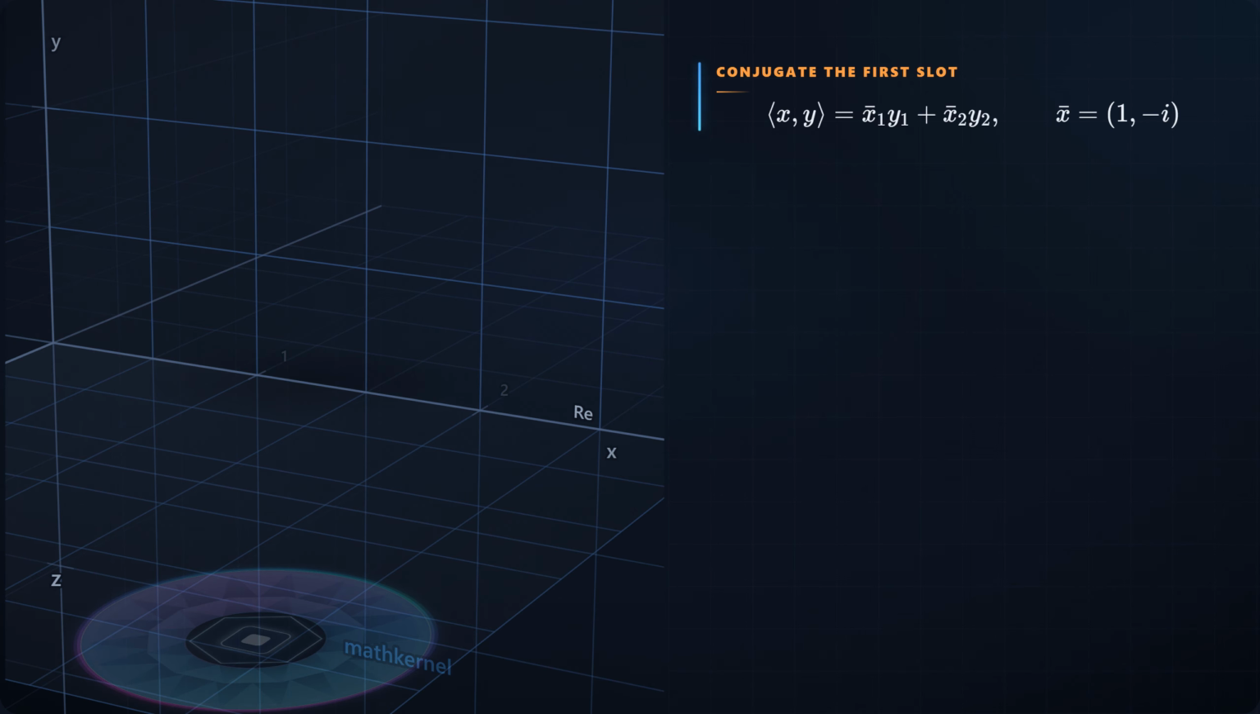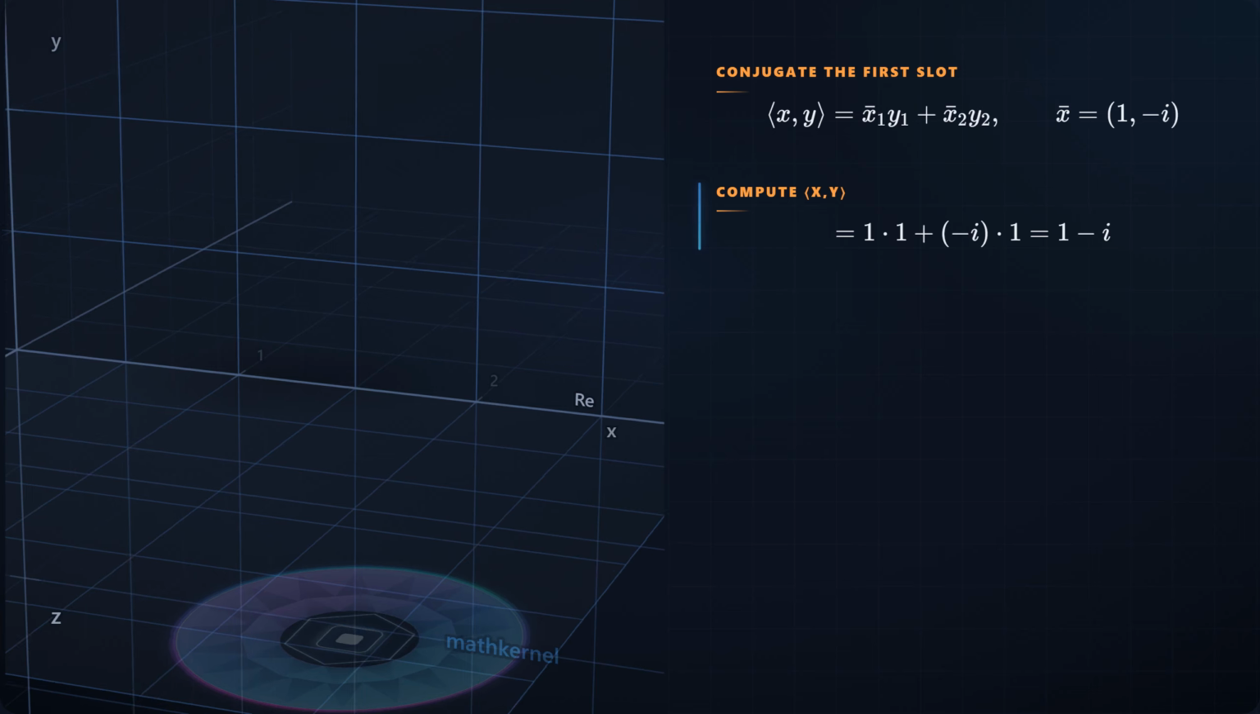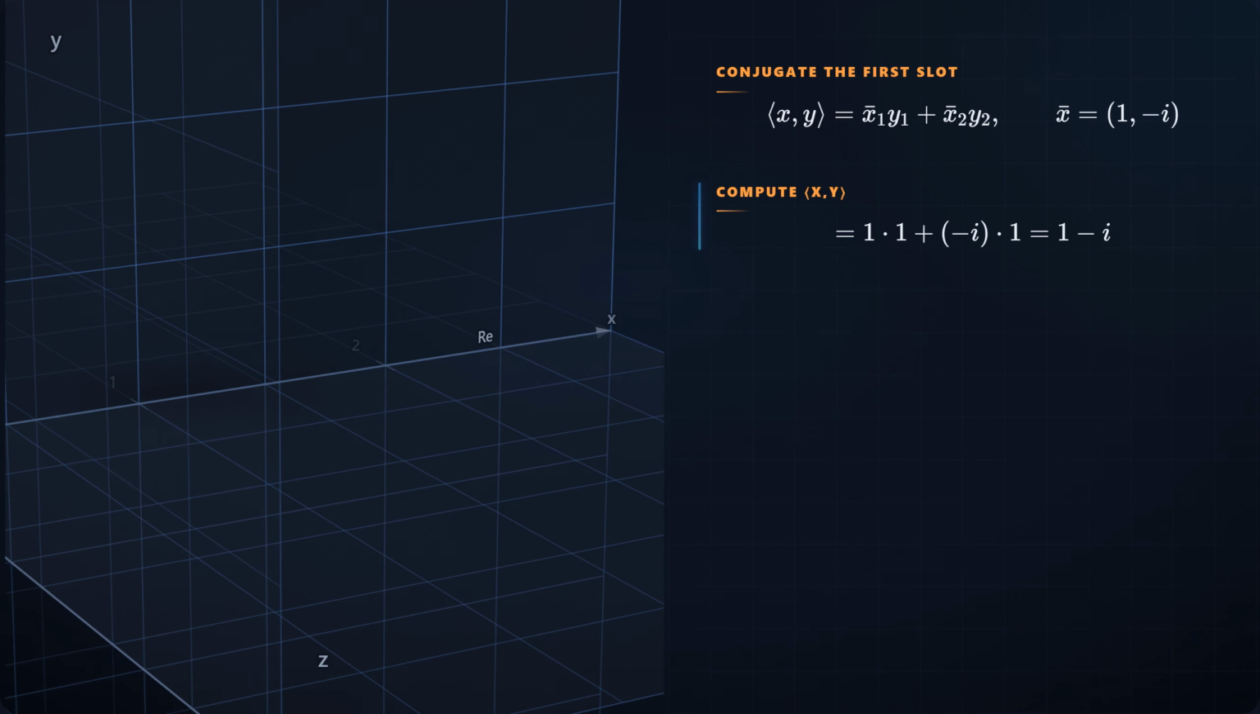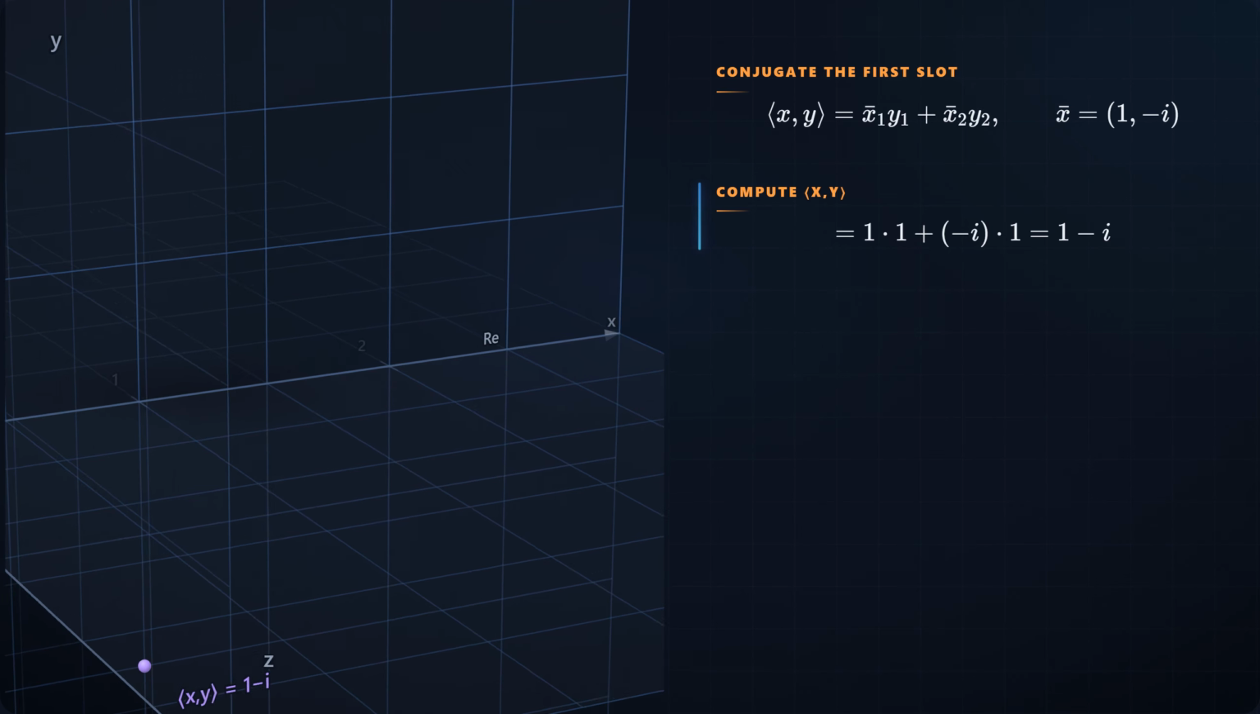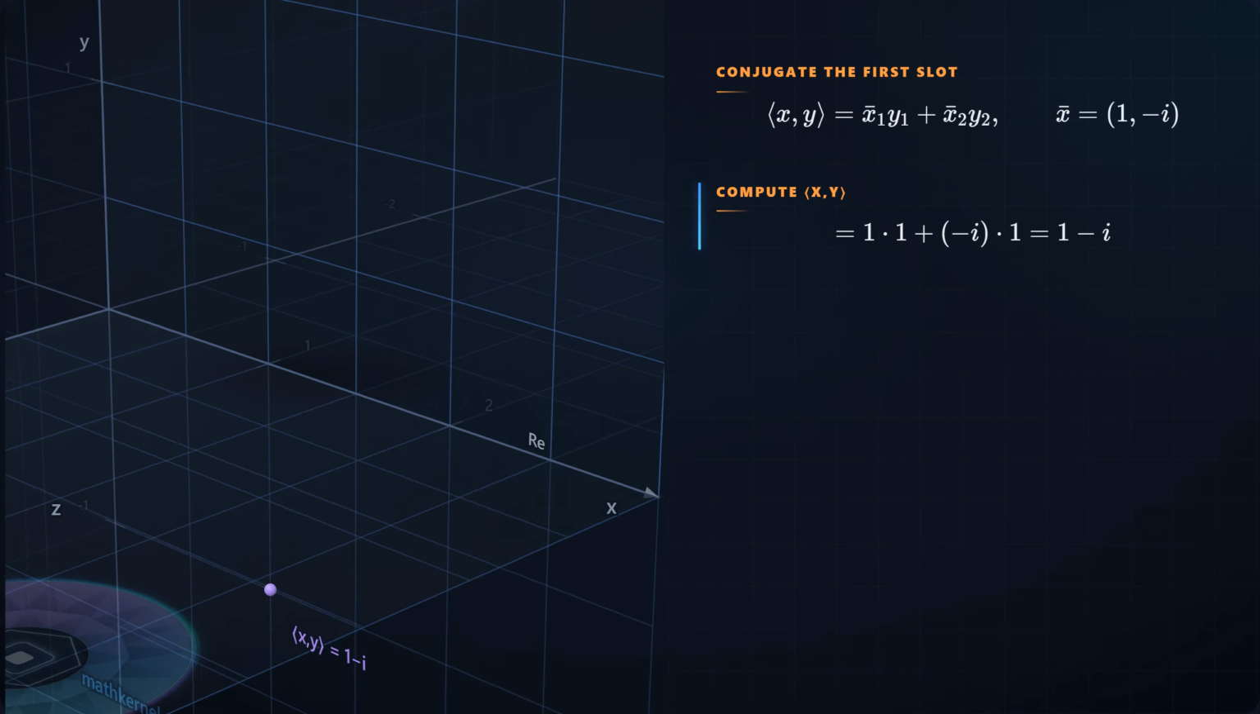The Hermitian product conjugates the first argument. So first write down x bar. Conjugate 1, i to get 1, minus i. Now the product of x and y: 1 times 1, plus minus i times 1, is 1 minus i. A genuinely complex number. That's fine. The product of two different vectors is allowed to be complex.